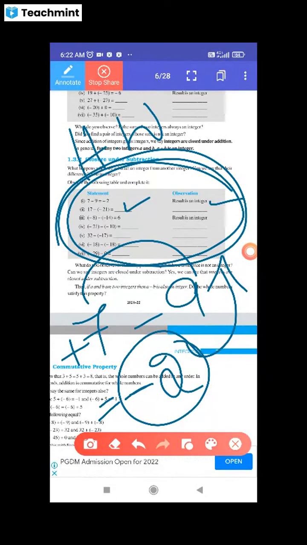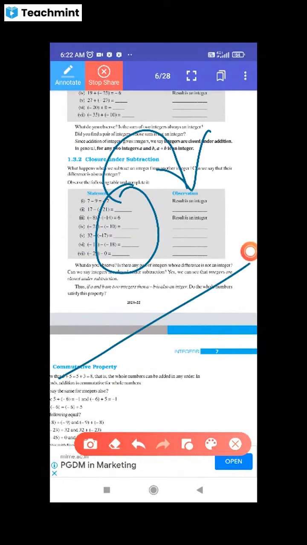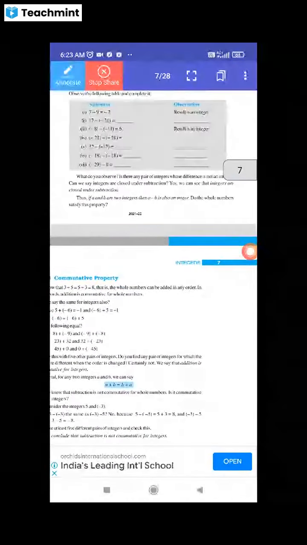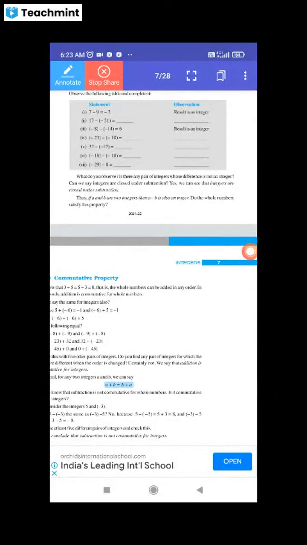All answers belong to the integers, because you know that integers mean 0 along with all positive numbers and negative numbers, isn't it? So all answers belong to the integers. You have to find out the answer and just write here whether the result is an integer or not. Yes, of course, the result must be an integer. You must remember. Clear? Integers are closed under subtraction.